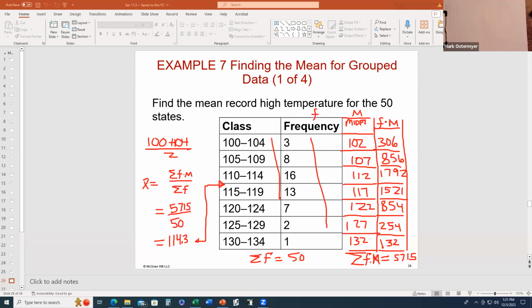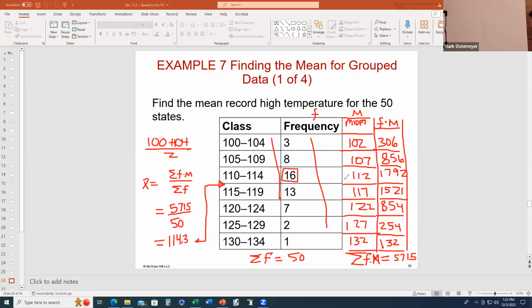So I have a question for you. Which midpoint value, ladies and gentlemen, has the largest contribution in forming the mean of this grouped data? Which class has the greatest weight? Which class has the greatest frequency of occurrence? Because that's called the greatest weight. The one with 16? That's right. This is the greatest weighted class right here.